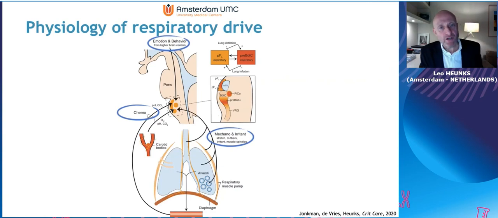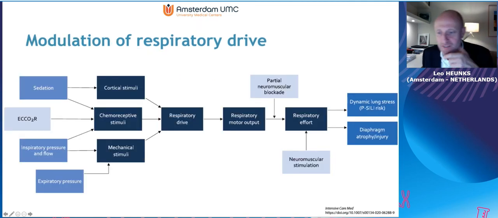So if respiratory drive is too high or too low, how can we modulate drive? Let's go back to the anatomy. There are actually three ways we can modulate respiratory drive: by controlling emotion and behavior, chemoreceptors, or the mechano and irritant receptors. And that is what we have shown in this figure.